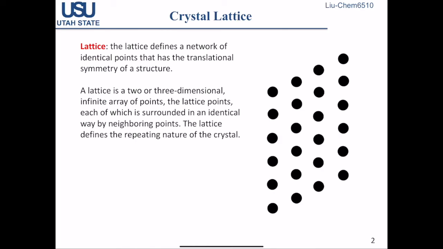So the first concept I'm going to tell you is what we call the crystal lattice. So what's a lattice? A lattice is a two-dimensional or three-dimensional network of identical points. They're all identical. You can have a two-dimensional or three-dimensional array of these identical points. That's a very general arrangement. We call that a lattice.